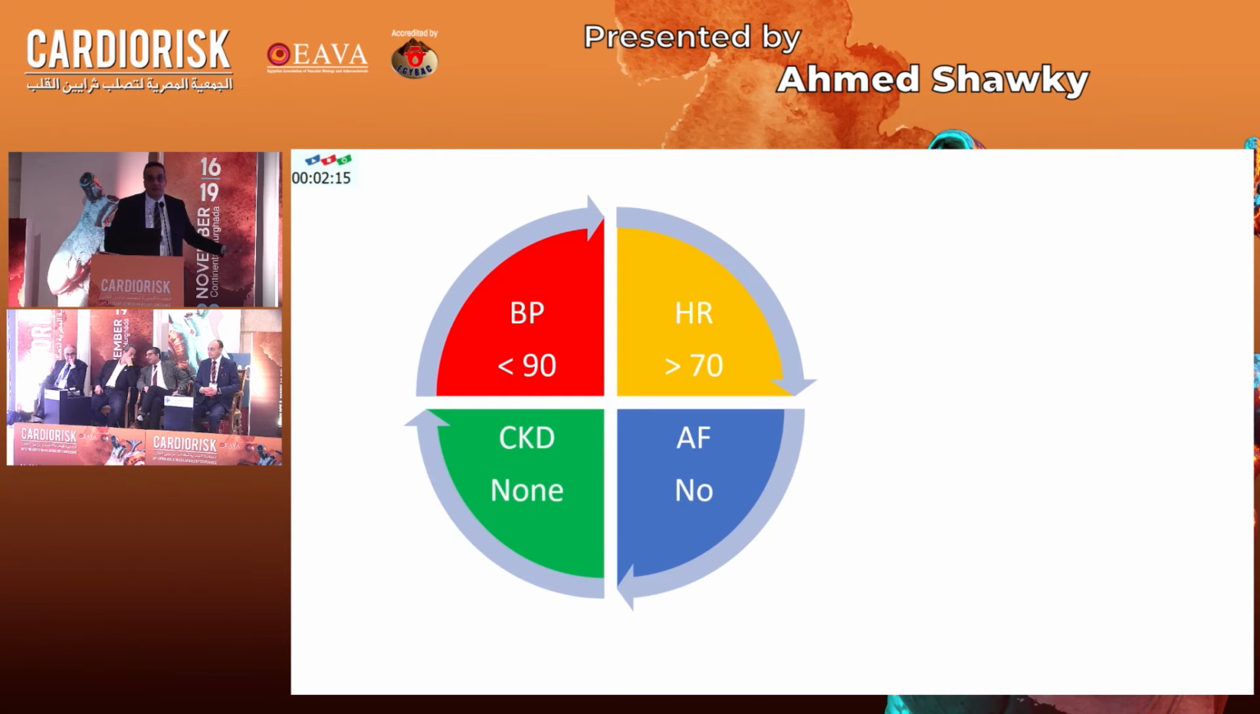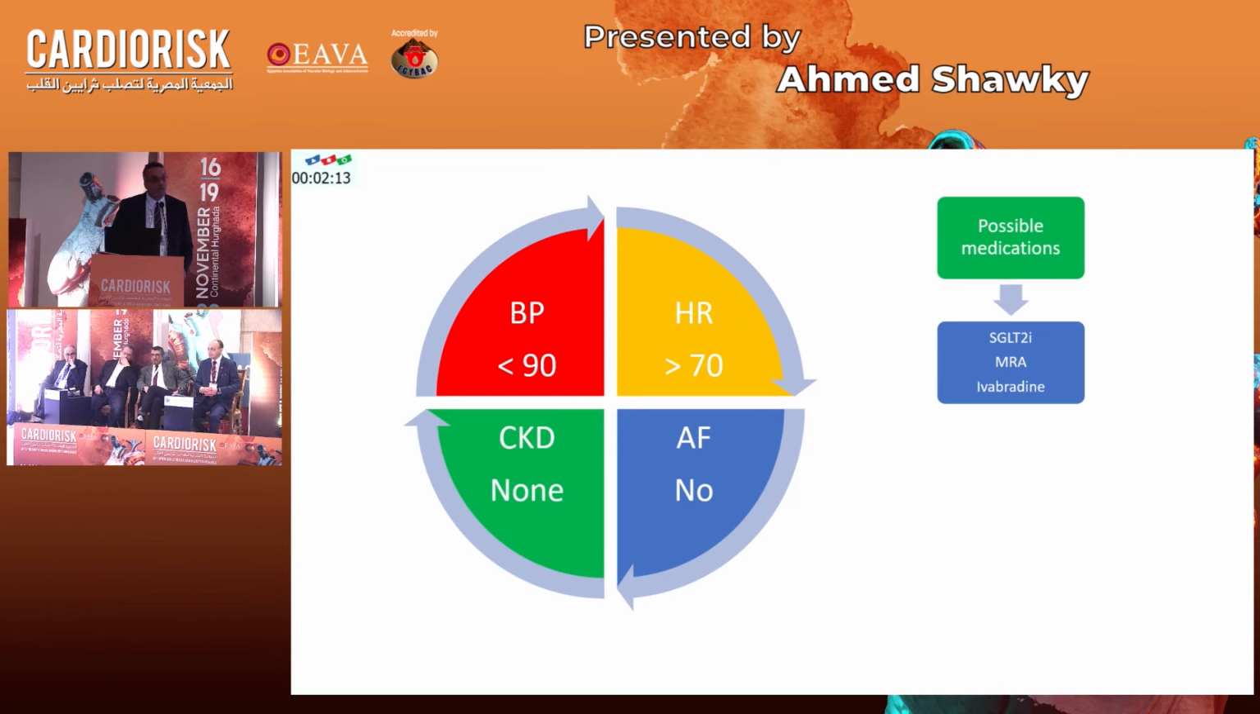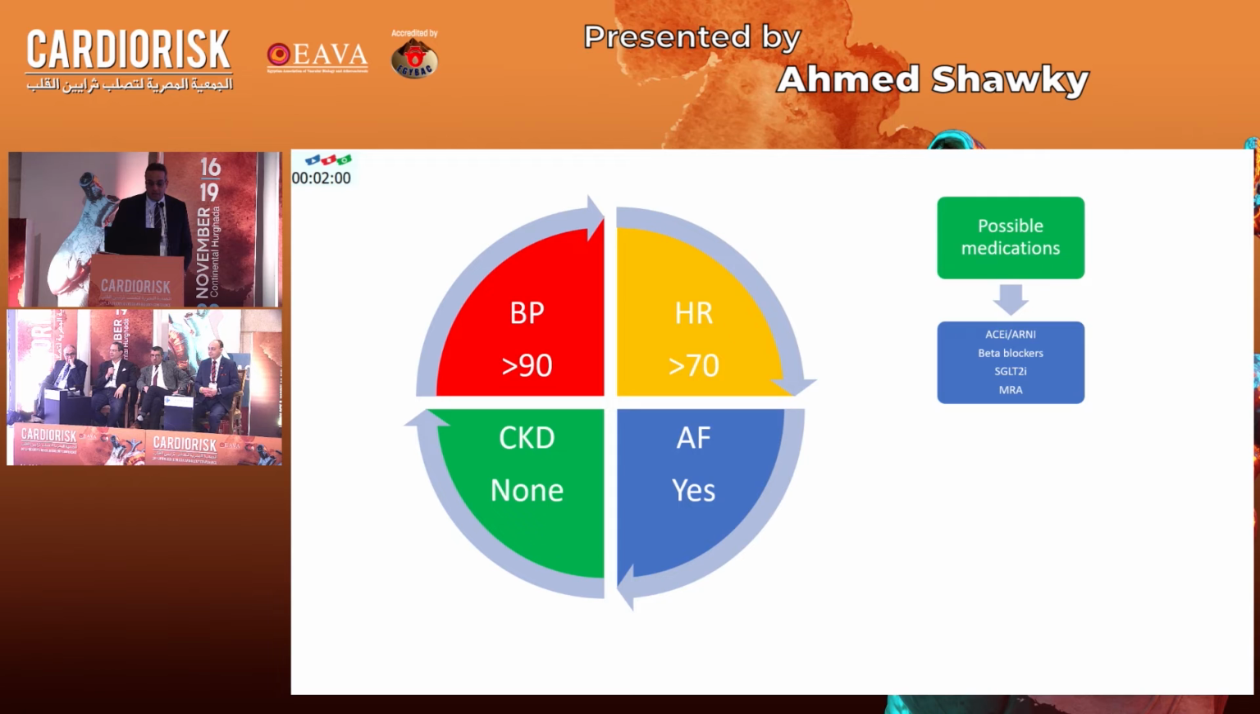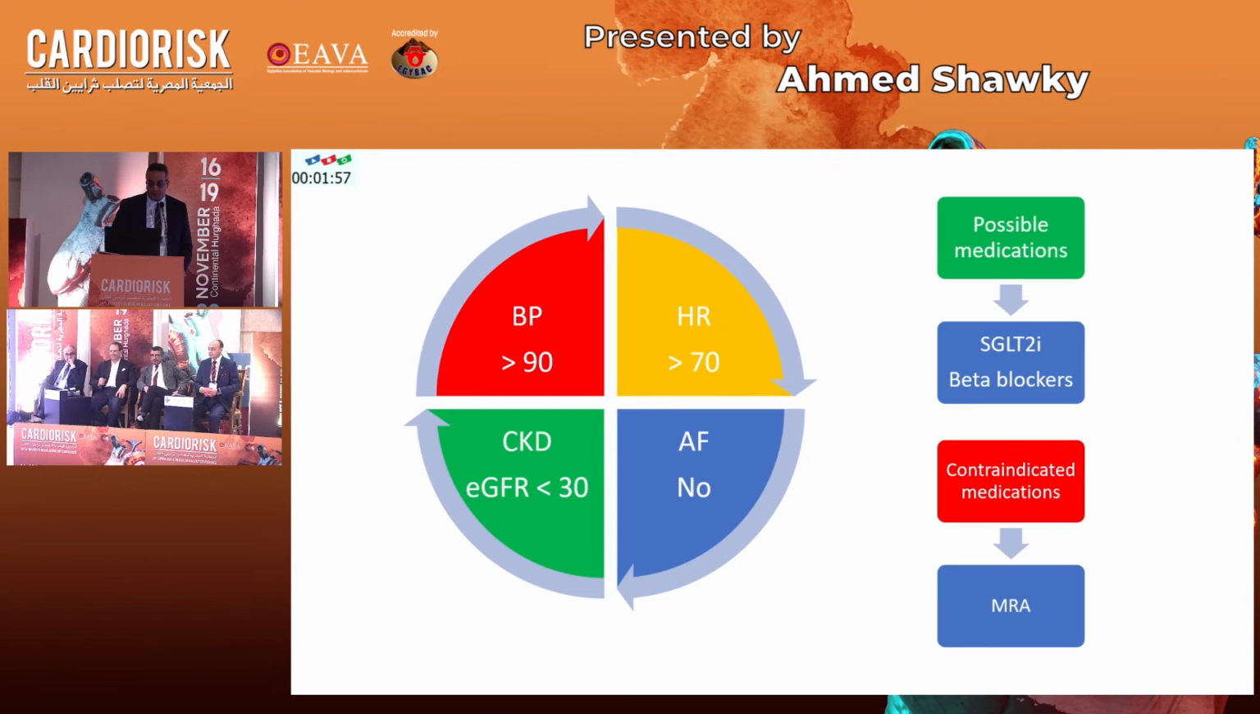What if the patient has a high heart rate and a low blood pressure? The data given by Professor Wael Kilani: ivabradine if the patient is sinus, digoxin if the patient is having atrial fibrillation. And of course, the SGLT2s and the MRAs can always be given like the previous patient. Okay, so this is important.